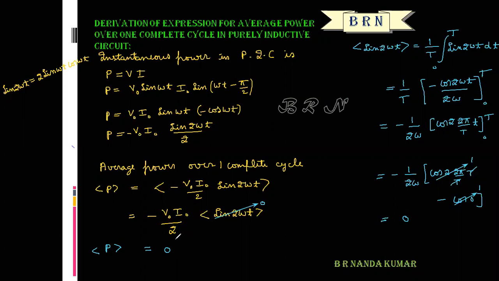And what is the power loss in purely resistive circuit? In purely resistive circuit, the power loss is the product of RMS value of voltage, E RMS, and I RMS. But in purely inductive circuit, the power loss is equal to 0. That means no power loss takes place across purely inductive circuit. So average power over one complete cycle in purely inductive circuit is equal to 0.